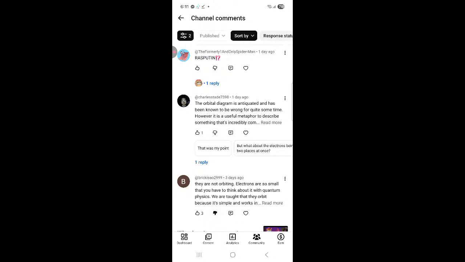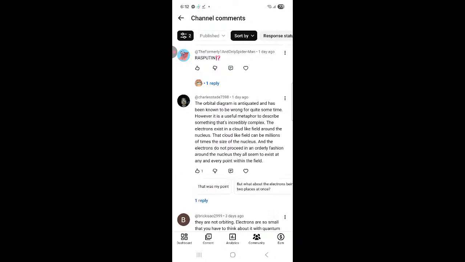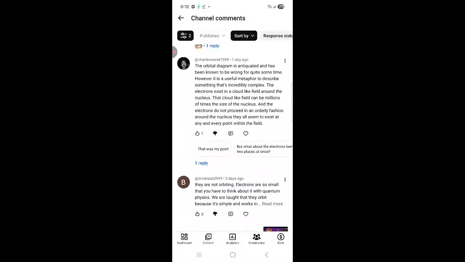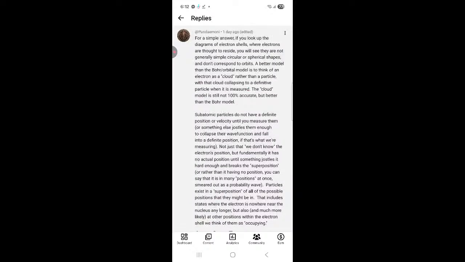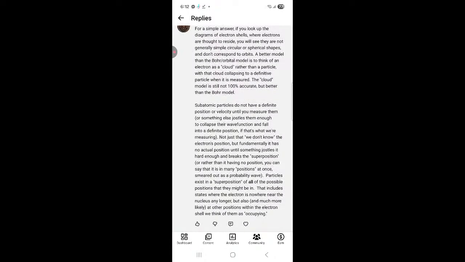They are not orbiting. No. The orbital diagram is antiquated. It has been known to be wrong for some time. It is maybe simplifying, but again, no. I'm not just saying no because you're not saying the opinion that I have. I'm saying no because you're wrong. And there are extremely basic reasons why I know that you're wrong. The speed of the electron, the size of its orbit, the size of its motion around an atom. Not that we just don't know. Like, come on.